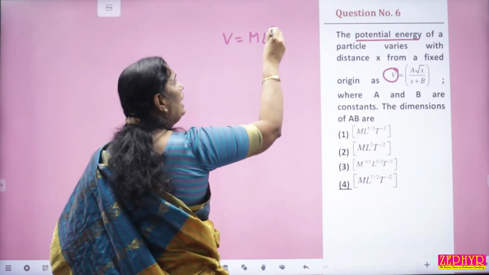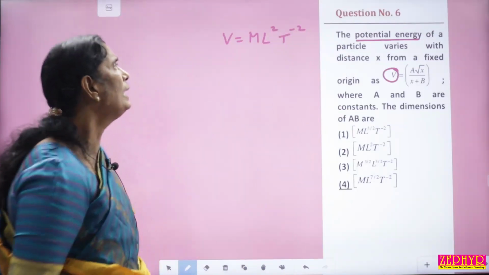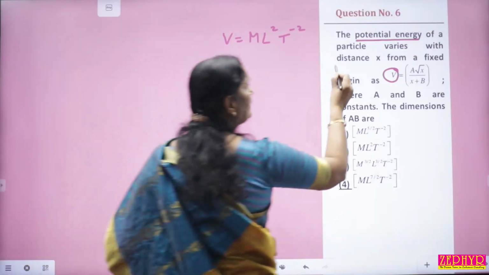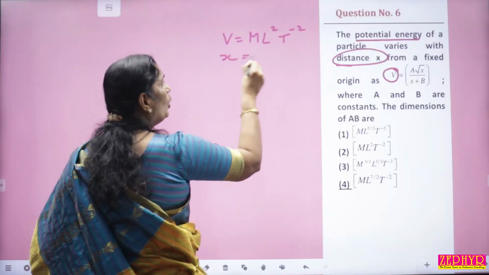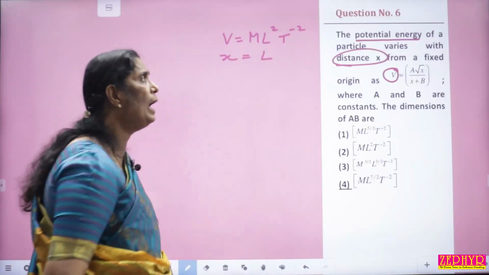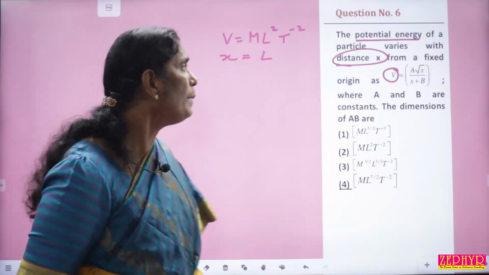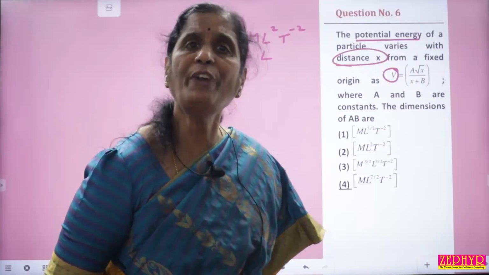That is known alle. Appo substitute cheyan pettu. Engane? M L square T raised to minus 2. Because energy nu paranjittundu. Varies with distance. What is X? Distance. For distance known. What is the dimension formula? L. From a fixed origin as atrol. So V paranjittundu, X paranjittundu. A B paranjittilla. So we have to find out A B.